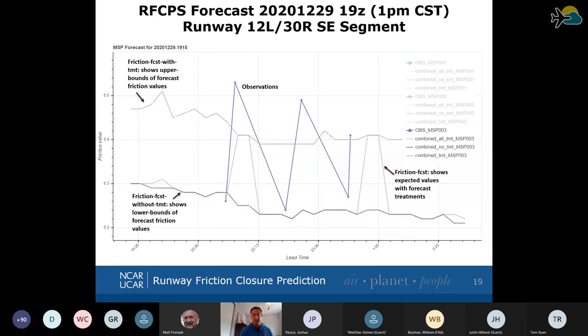Next, please. And in the same sense as the other cases, I just wanted to show your bounding boxes in terms of friction values: a forecast that assumes continuous treatment and a friction forecast that assumes no treatment. And again, it bounds the friction values that were observed pretty well, other than the fact that we have lower values during recovery. But that's not as important, because we were showing values above 0.4, and even though the observation was say 0.55, we still wouldn't say any treatment there. It's still in the right range as far as recovery on the runway. Next.